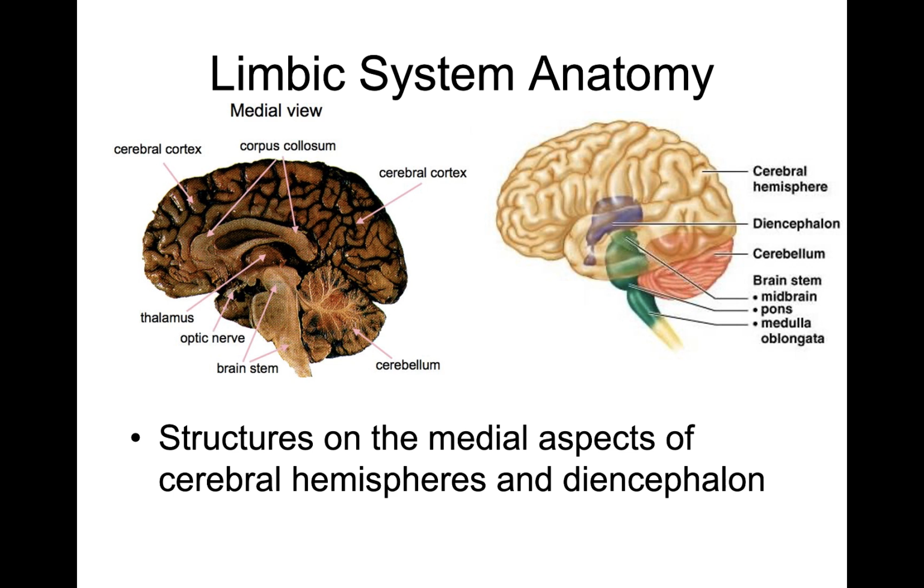So the limbic system is going to include the structures in the middle, and that's what medial aspect means. So structures on the medial aspects of the cerebral hemispheres, and diencephalon. And in the beginning I said diencephalon has 3 subdivisions, so that's coming up on the upcoming slides. First I'm going to show you the location, then I'm going to tell you what they do.